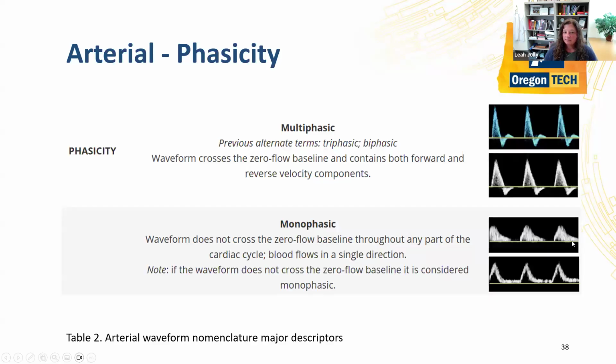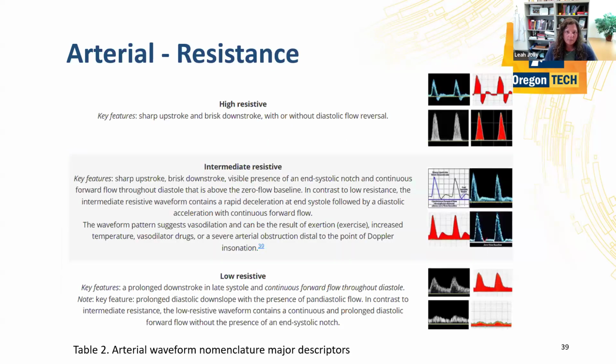at any point. Monophasic also often connotes abnormal. So you want to be careful with using your descriptors. If you think in this case that this monophasic flow is supposed to be there, then you can still use it, but make sure that you're describing the resistance, which is the next piece.